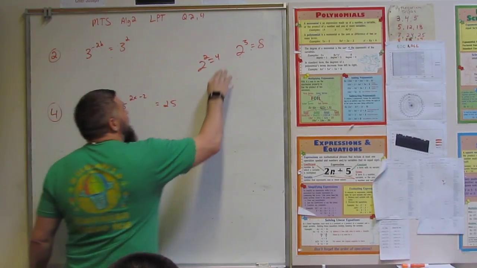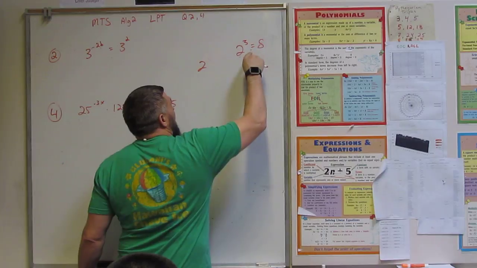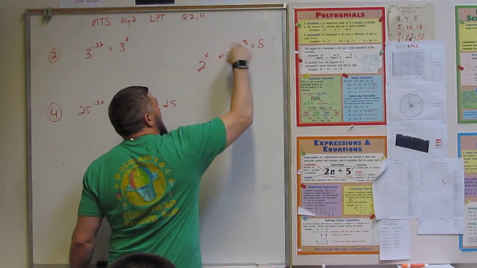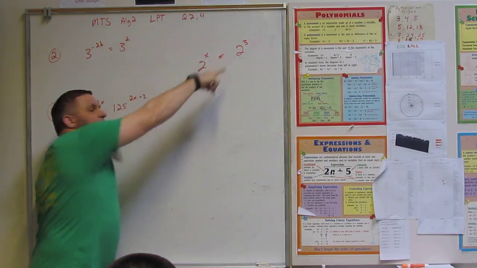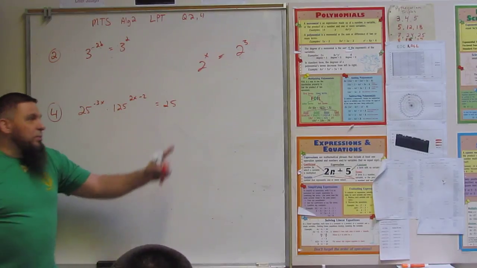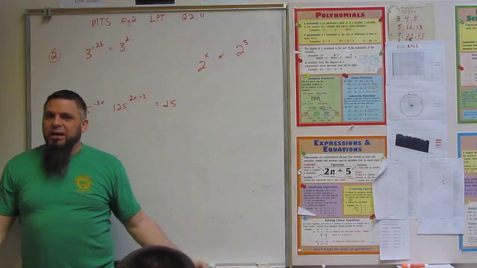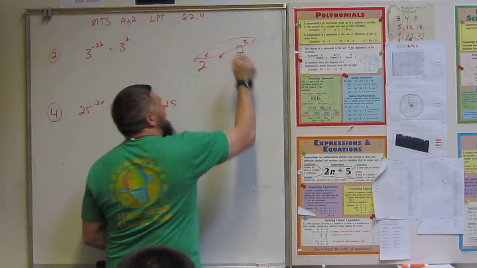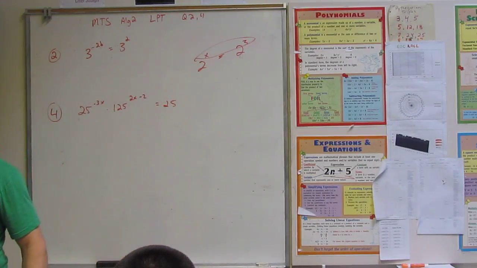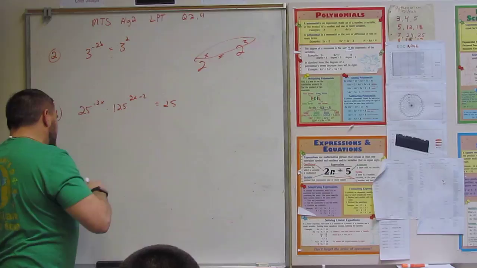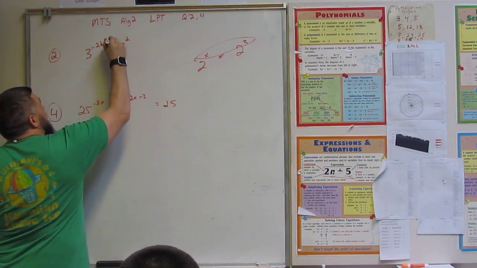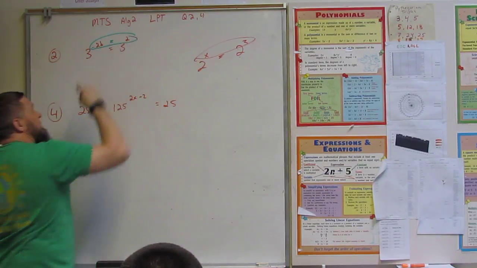But what if I said 2 to the x equals 2 to the third? Then what would x have to be? 3, right? Duh. Okay? In other words, these have to be each other, right? So once you get it to where the bases are the same, that just means that these have to equal.